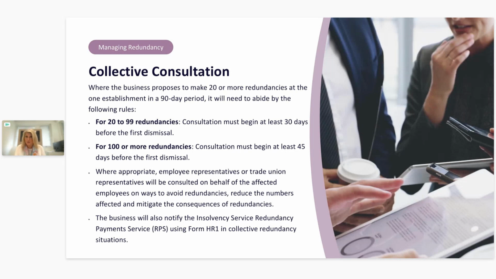You need to do this by submitting the form HR1 to the Insolvency Service. This form needs to be submitted at least 30 to 45 days prior to the end of the first dismissal. And obviously this is based on whether the consultation period is either 30 or 45 days. And you can find that form on the gov.uk website.